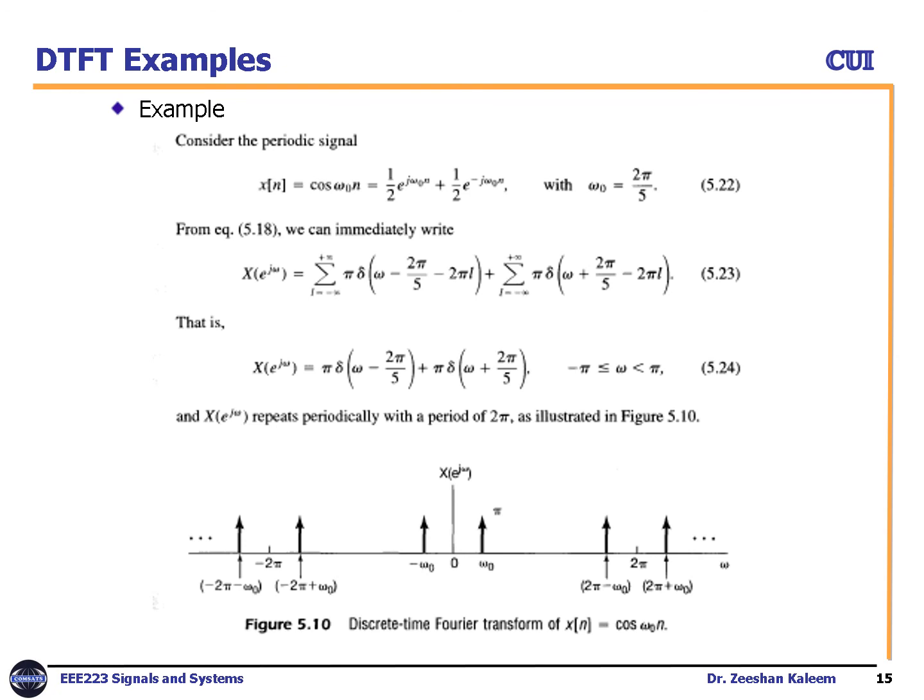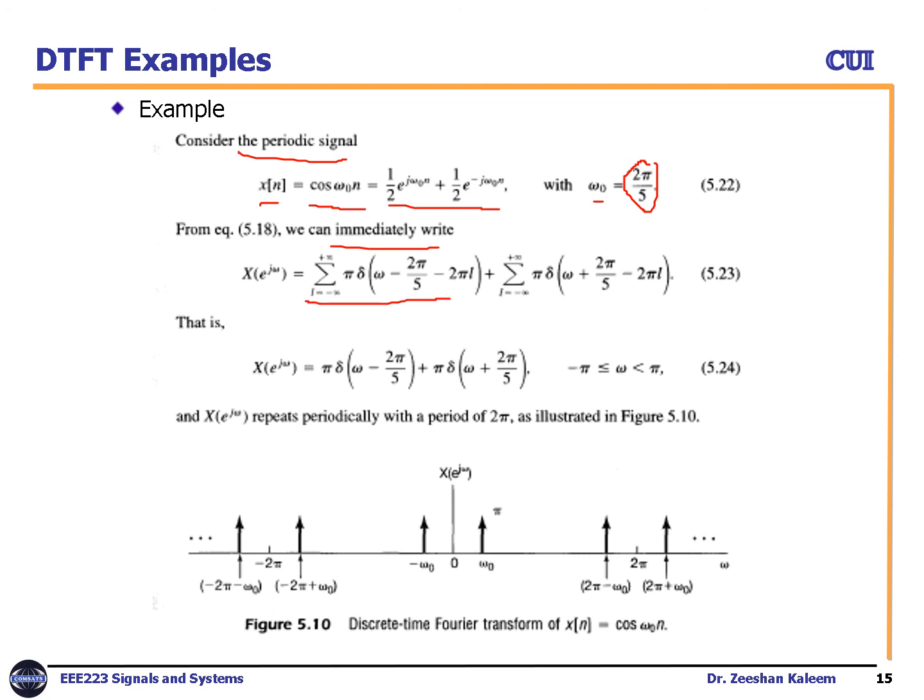Okay, let's take another example to find the Fourier transform of a periodic signal. Consider the periodic signal x[n], which is cos(ω0 n), and you can write it in this way. We already discussed this many times, where omega naught given here is 2 pi by 5. So from the equation we can immediately write the Fourier transform of a periodic signal. We already proved and discussed this equation.